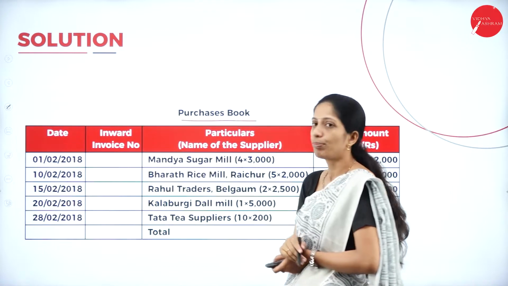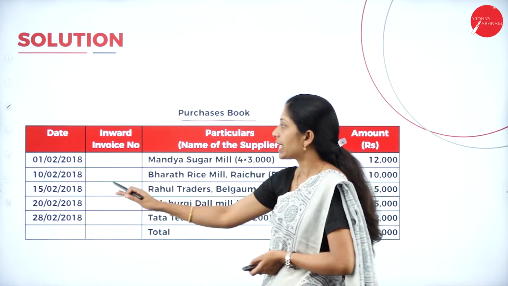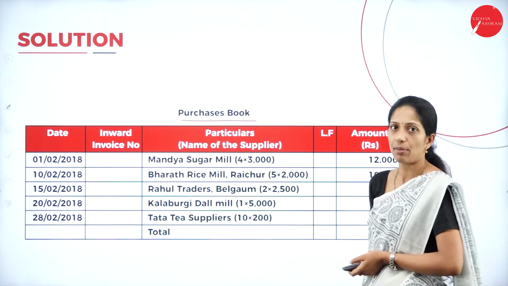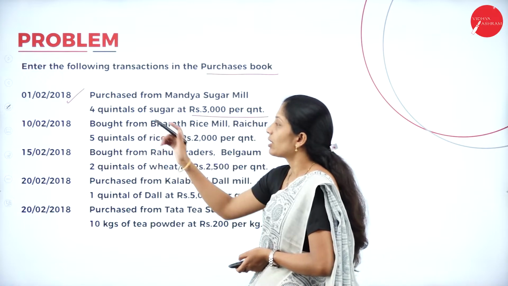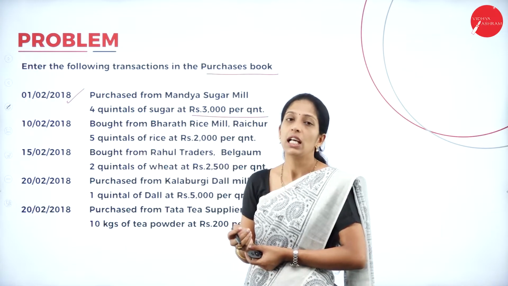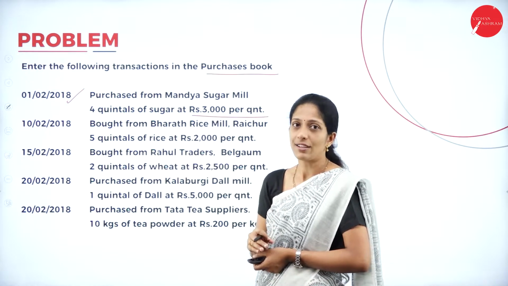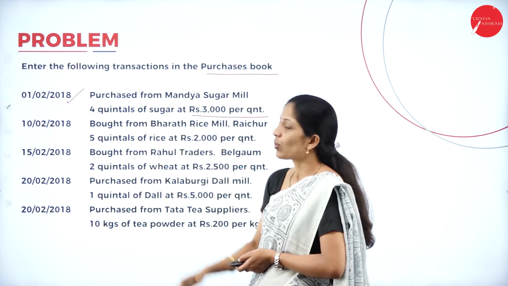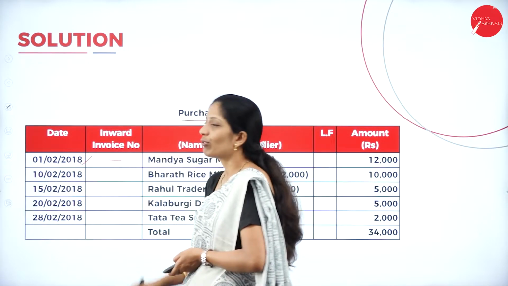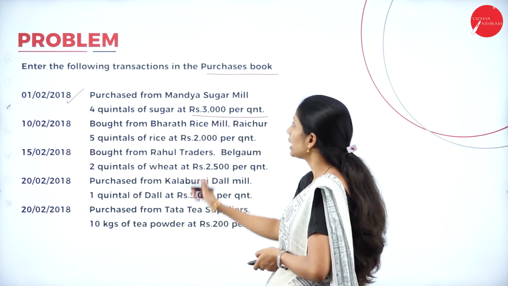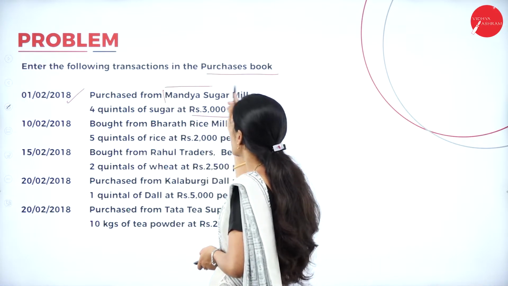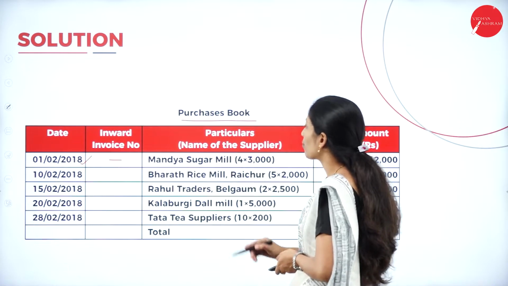So, write the heading purchases book. And you know the format: date, inward invoice number, name of the supplier, ledger folio as well as amount. Now, write the date first. Since we have to record this transaction because it is purchase of goods on credit basis, we will record that transaction in a purchases book. So, what is the date? 1/2/2018. So, write the date. They have not given inward invoice number, so let it be blank. And purchase from Mandya Sugar Mill. So, name of the supplier is Mandya Sugar Mill. So, write name of the supplier.